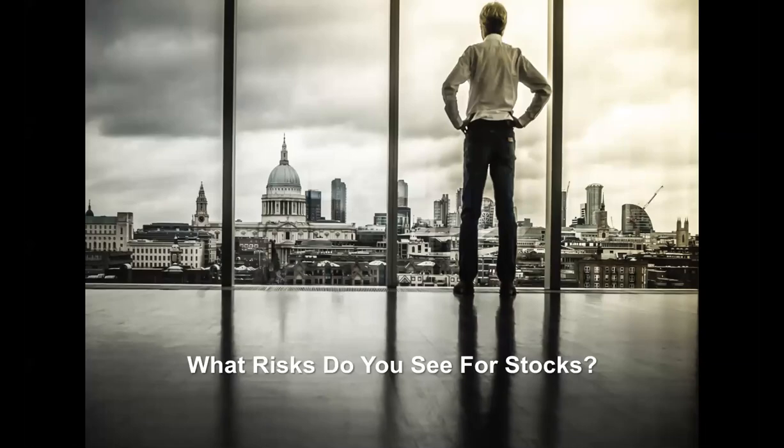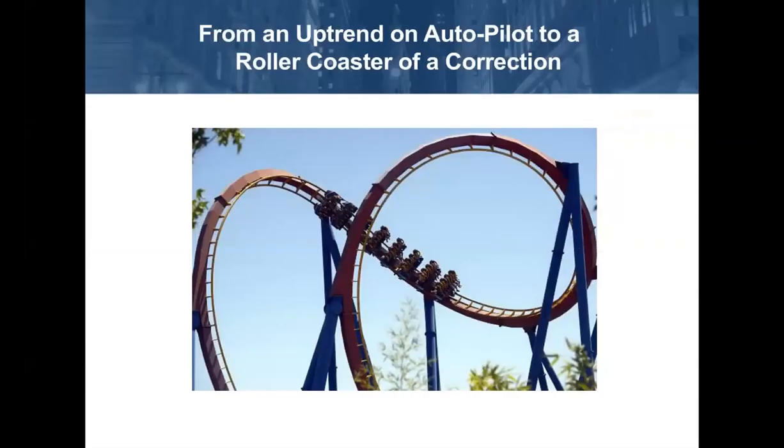So let's start out, because the market really has been on a roller coaster, by looking at the market. And what we're going to see in the next chart is that we've gone from an uptrend on autopilot in 2017, when we didn't even have a correction of 3% in the market, to a roller coaster of a correction. And it's caused people a lot of concerns.